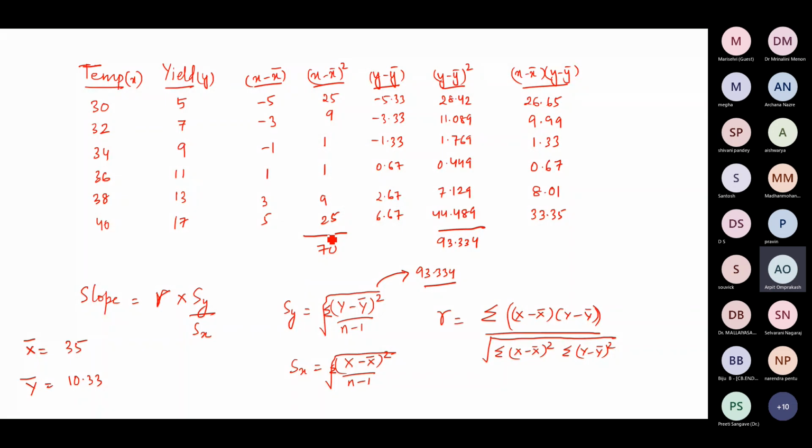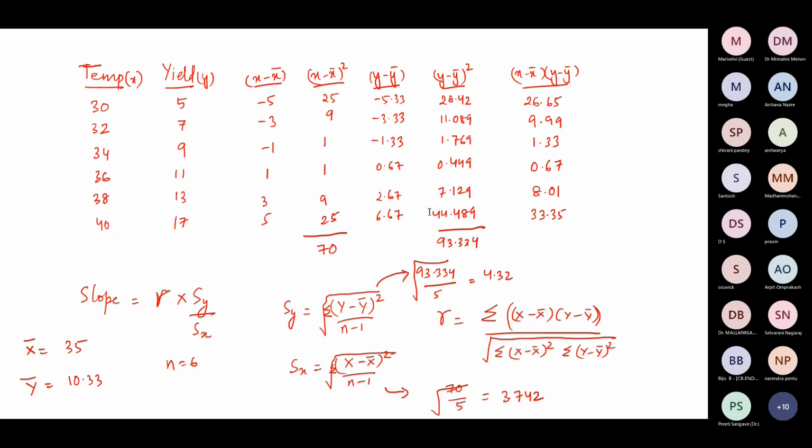divided by n minus 1. N here is 6 because we have 6 data points. N minus 1 is 5. So root over of this, you can calculate, it will come as 4.32. Then we calculate this value. This will be 70 by 5, root over, which is root over of 14, which is 3.74. Okay.